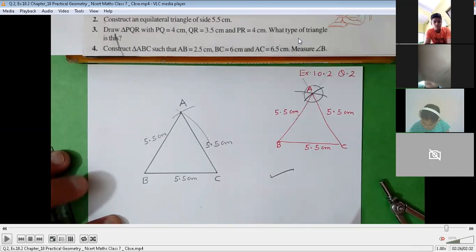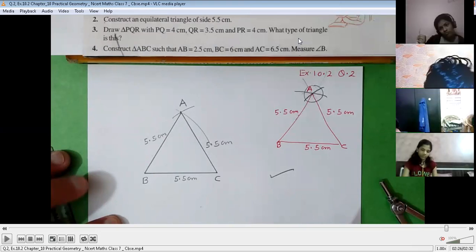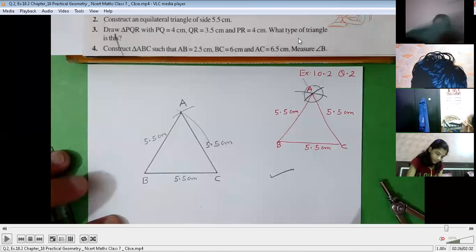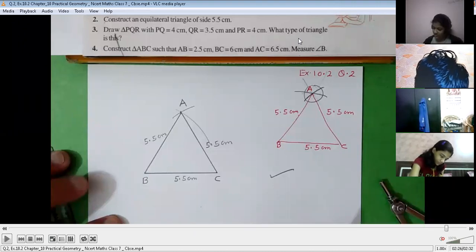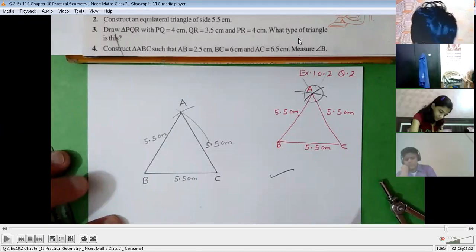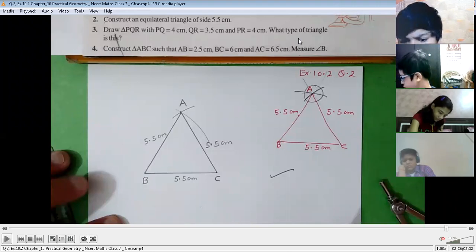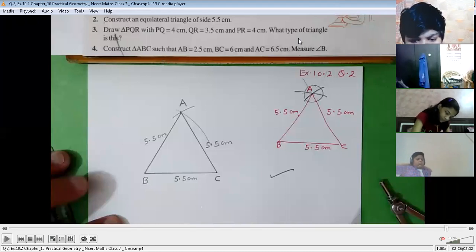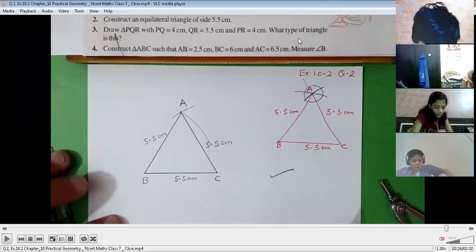Now let's start with the steps of construction. Vedika, what should be the first step? Tell me the steps of construction. Yes, ma'am. Step 1. Draw a line segment BC measuring 5.5 centimeters. Okay. All of you write this line. First step is absolutely right. Repeat again, Vedika.